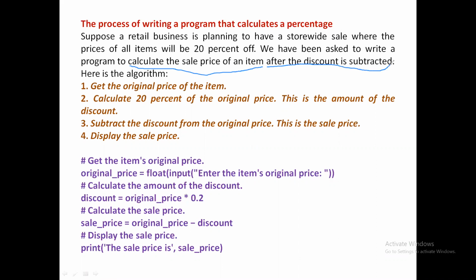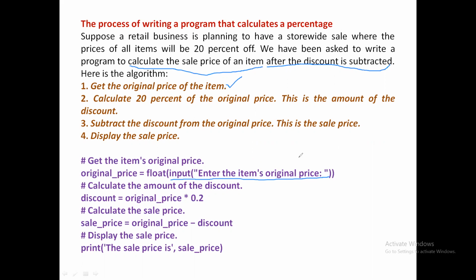Okay, so how to write a program for this? Here are the steps given. First, you need to get the original price of the item. To get the original price of the item, we know how to read the value from the users. So input, this is the function we use. Enter the item's original price, it is asking. Okay, and then it is typecasted with float because price is always going to be a float data type.